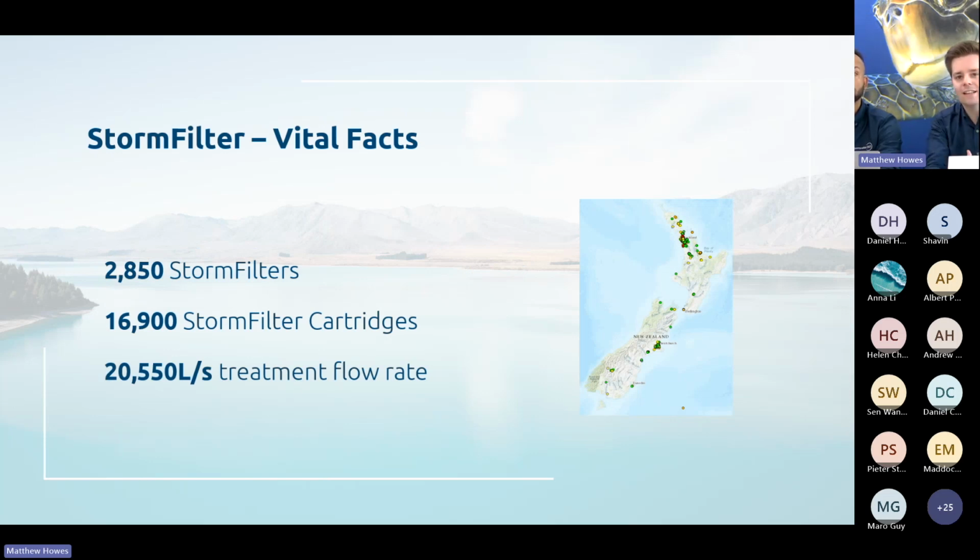In New Zealand, there are nearly 3,000 StormFilters that have been installed, and that's approaching 17,000 StormFilter cartridges. So every time it rains, there is a design treatment flow rate of nearly 20,500 litres per second. That's quite a significant amount of StormFilters in New Zealand. Worldwide, there are estimated to be nearly 50,000 StormFilters.